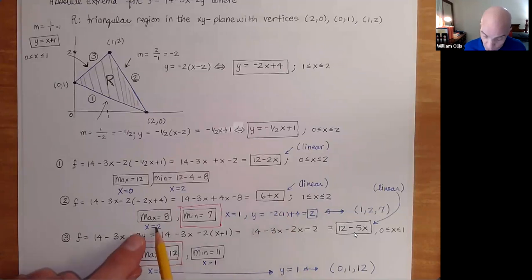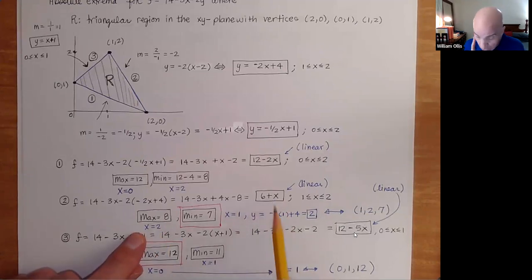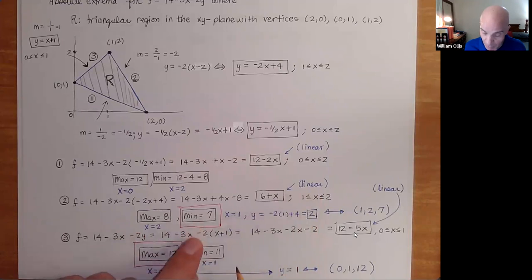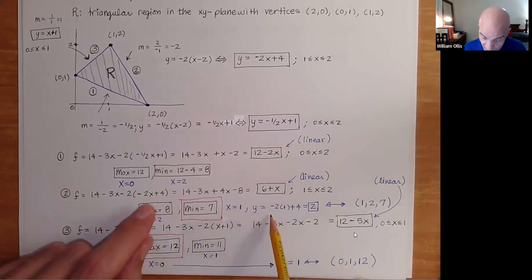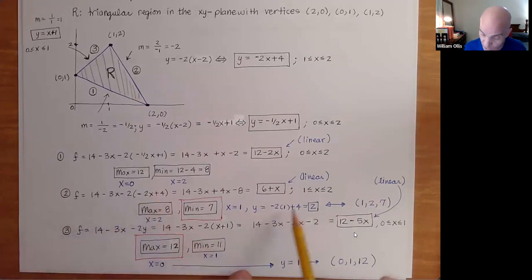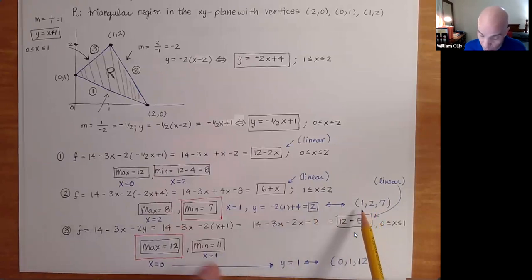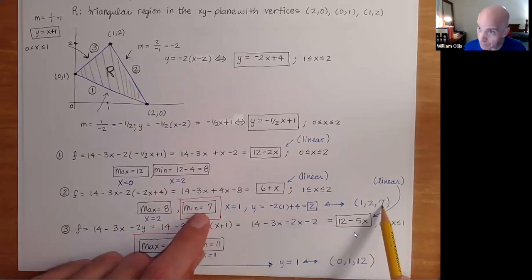So when x is 2, we get a maximum of 8. When x is 1, we get a minimum of 7. Notice I put a red box around that. As we do the next one, it will be clear why I did that. Now, just to be clear, with this red box, if x is 1, we can easily find y, because we know that y is negative 2x plus 4. So we just substitute 1 for x, and we get y is equal to 2. And so we have an ordered triple, 1, 2, 7.